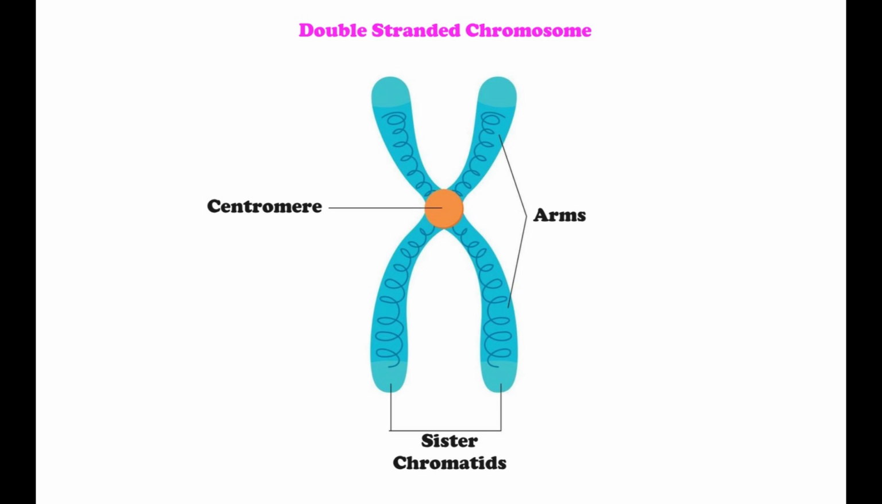First of all, we're going to have a look at a double-stranded chromosome. In a double-stranded chromosome, we've got two identical sister chromatids. The telomeres are the ends of the sister chromatids. In the center, there is a centromere. The centromere holds both the sister chromatids together and also allows the chromosome to attach to the spindle fibers.